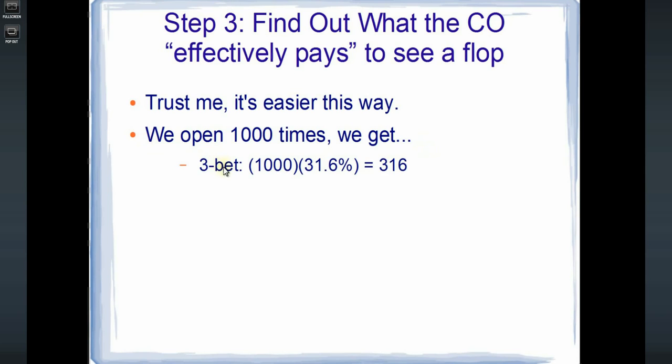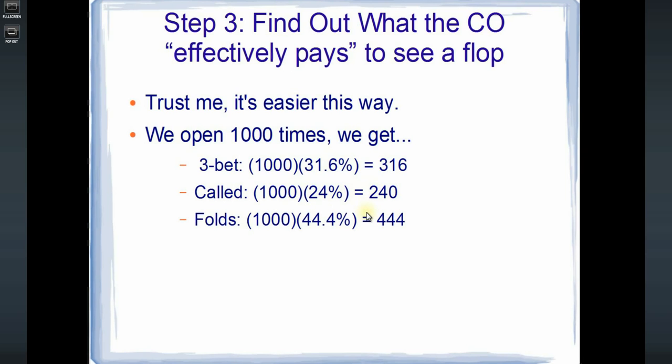So if we open 1,000 times, we're going to get 3-bet 316 times, because we opened 1,000 times times 31.6%. We're going to get called 24% of the time we open, so 1,000 times 24% equals 240. And then we're going to get folds the rest. So 1,000 times 44.4% equals 444.